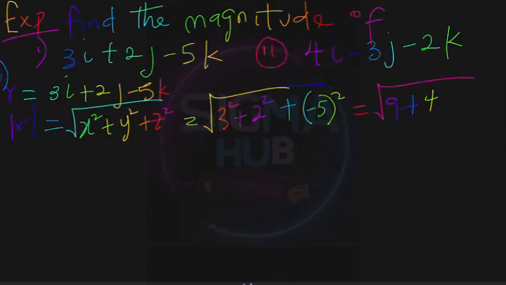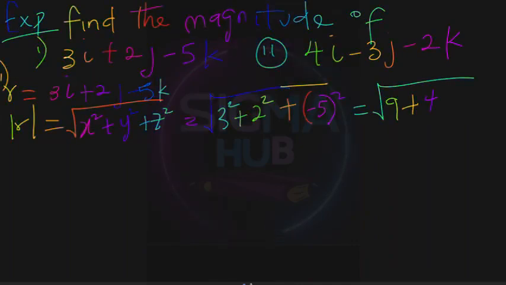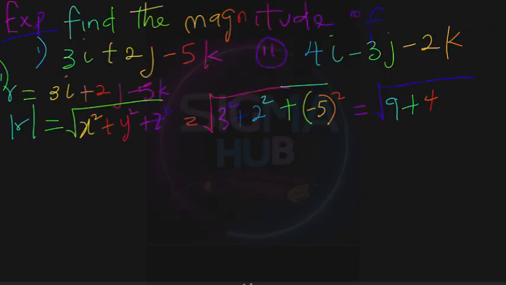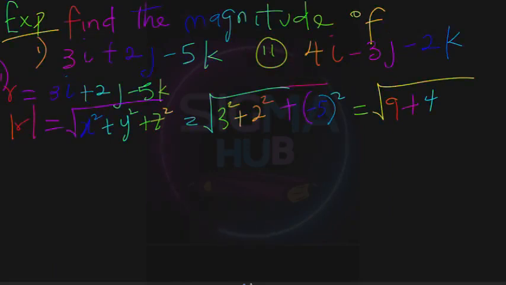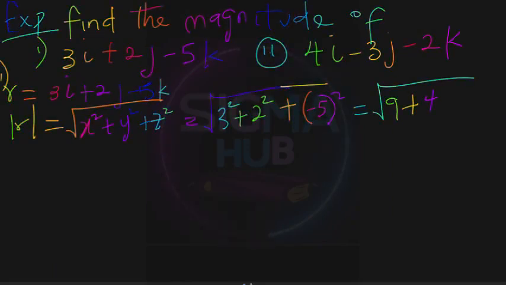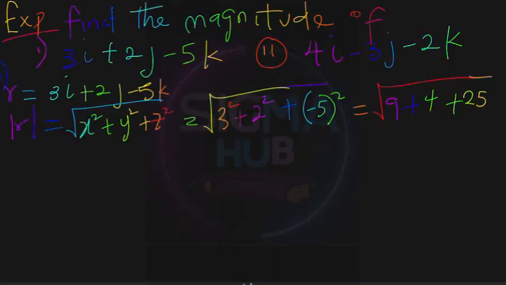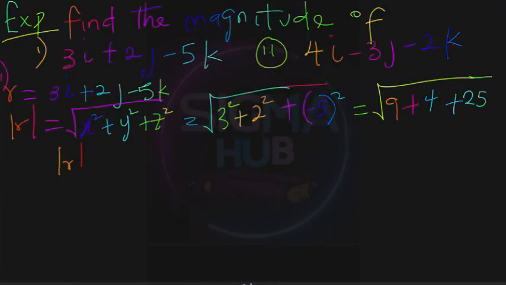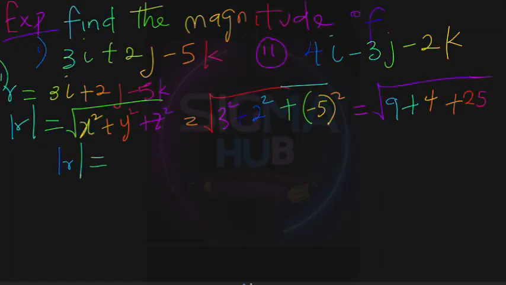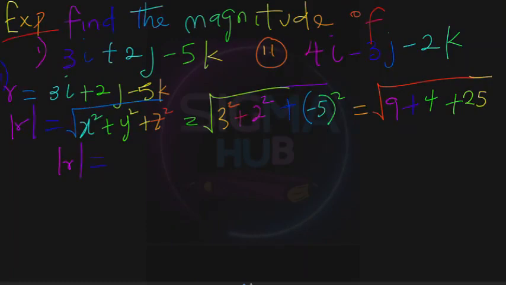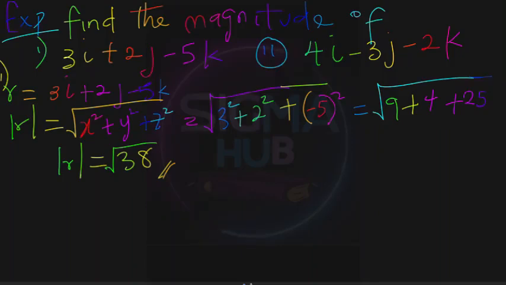Then the square of minus 5, rather. Minus 5 times minus 5 is definitely going to give us 25, not minus 25. Why? Because minus is going to multiply itself twice. So minus times minus automatically becomes plus. We have plus 25. And when we add all of this together, the modulus of r in this case is 9 plus 4, 13. 13 plus 25 is 38. So we have the square root of 38 as our answer.